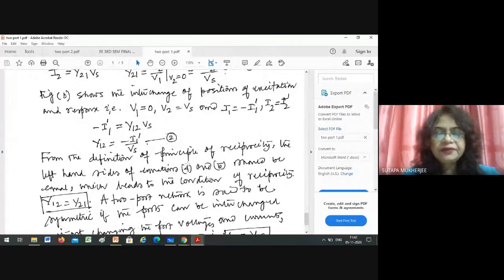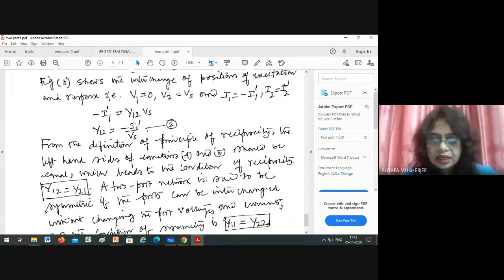From the definition of the principle of reciprocity, the left hand sides of the equations should be equal, which leads to the condition of reciprocity. What is this? That is Y12 equal to Y21.